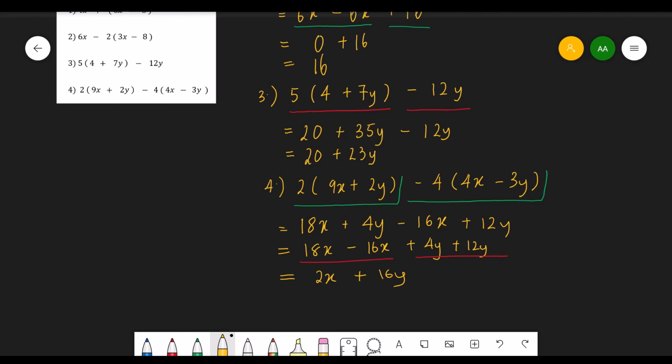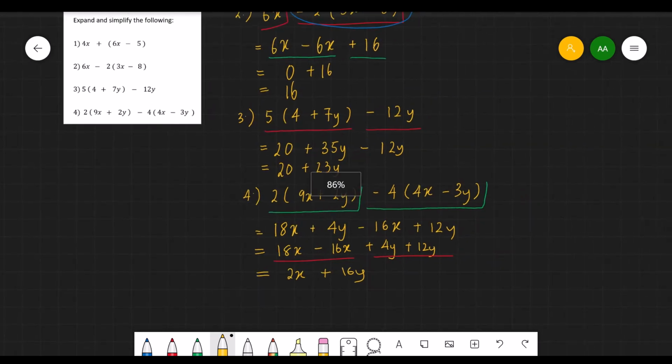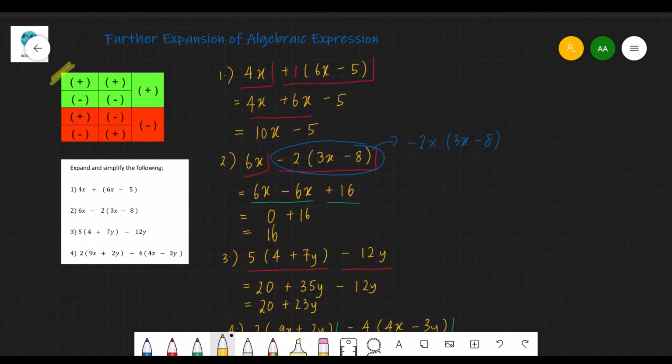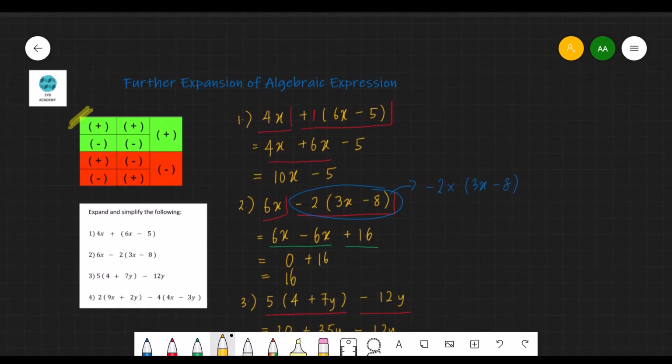So this is how we do the 4 examples here. Slightly complicated but not so difficult. As long as you remember our product rule and as long as you do the expansion properly one at a time, do not skip any steps, you should be able to do these kinds of questions quite easily. Okay everyone, so understand this properly.